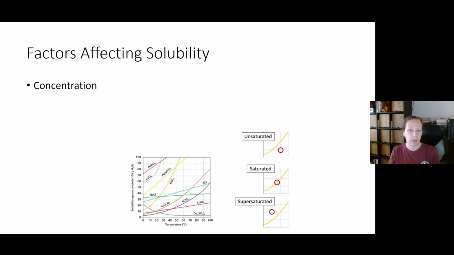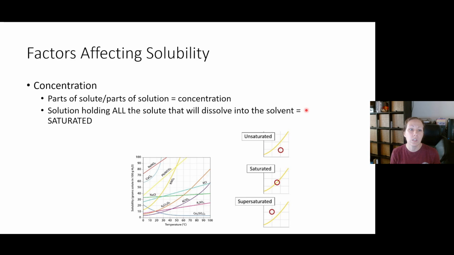The next factor that affects solubility is concentration. Concentration, simply defined, is the parts of the solute divided by the parts of the solution. You can use different units for that. We're not going to go into units or calculating any concentrations, because I determined a while ago that I wasn't making calculation a big part of this course. But parts of solute divided by parts of the solution equals the concentration.